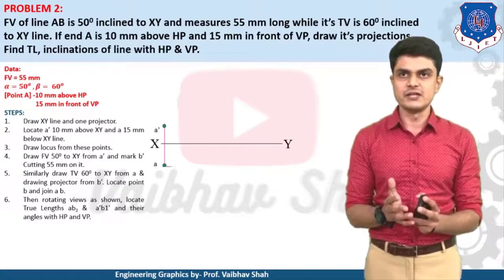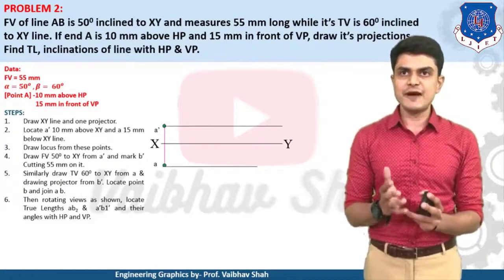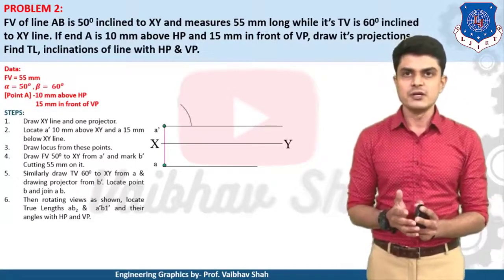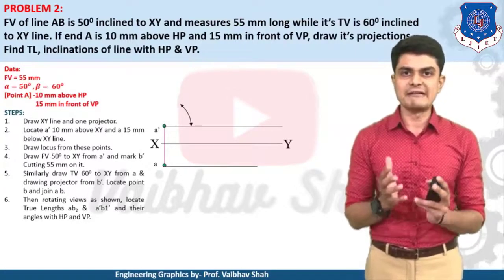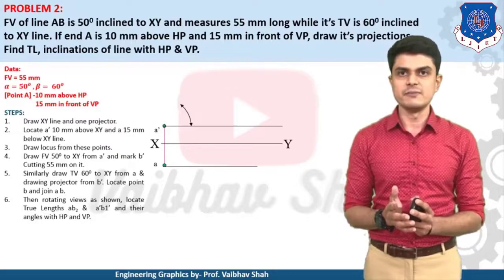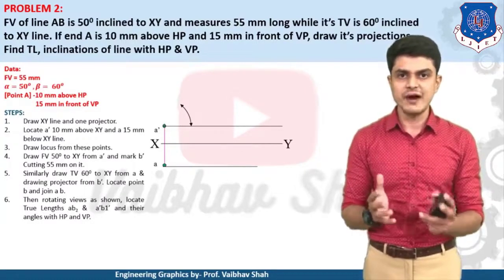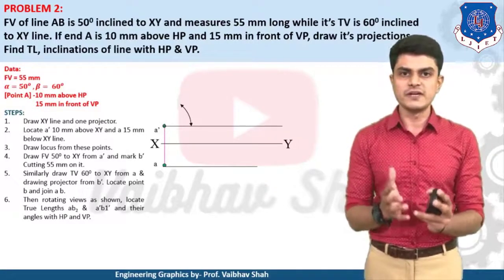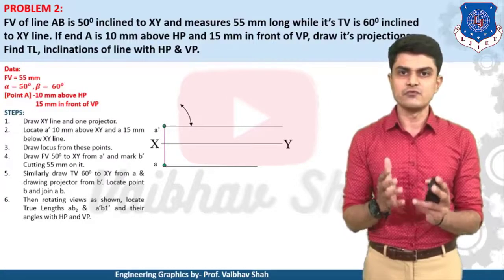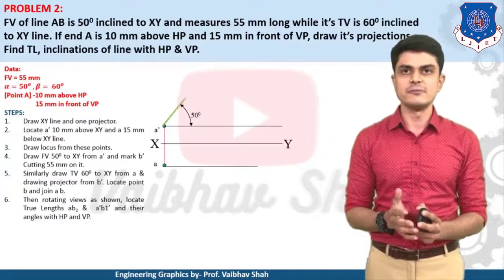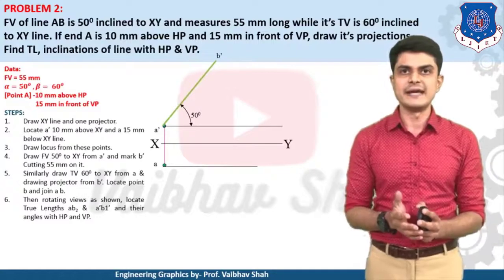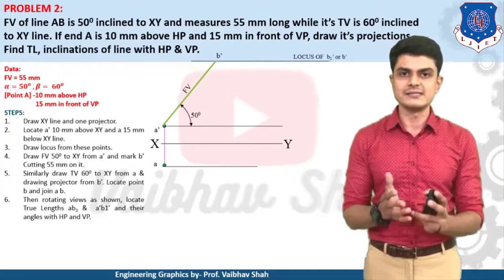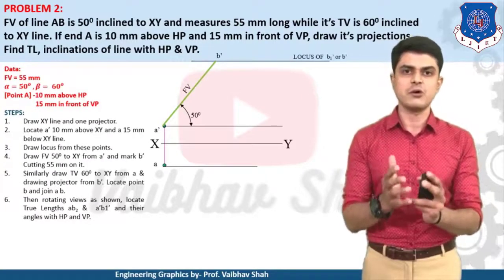Then after we need to plot alpha and beta angles from your A dash and A respectively. So now let us first plot your angle alpha from your point A dash at an angle of 50 degrees. Why first alpha? Because the front view length is given, which is 55 mm. So you need to draw the 50 degree line measuring equal to 55 mm from your A dash like this. So you'll be drawing the line of 55 mm from your A dash and the end point would be B dash. From B dash you need to draw one locus like this. This will be the locus of B1 dash or B dash.